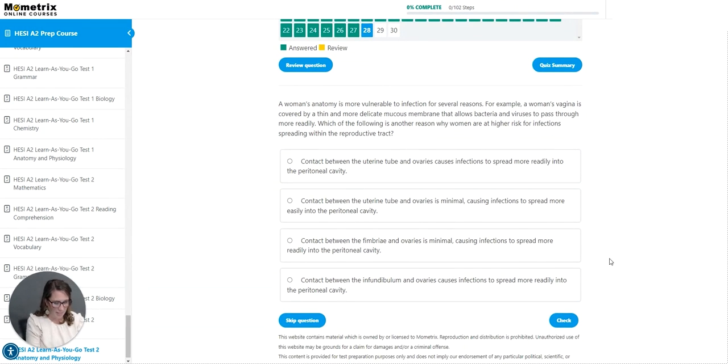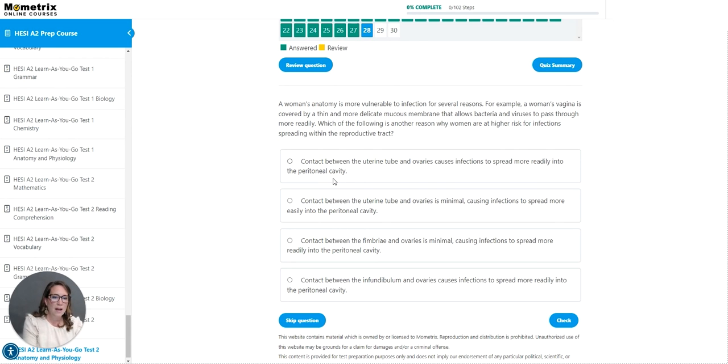Question number 28. A woman's anatomy is more vulnerable to infection for several reasons. For example, a woman's vagina is covered by a thin and more delicate mucous membrane that allows bacteria and viruses to pass through more readily. Which of the following is another reason why women are at a higher risk for infections spreading within the reproductive tract? All right, so something that makes it higher risk for infections in the reproductive tract.